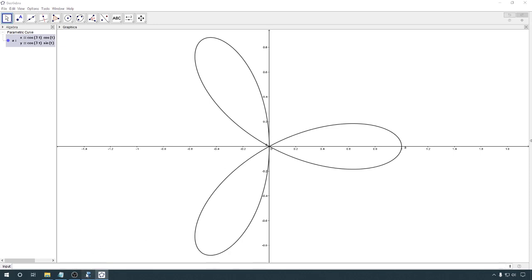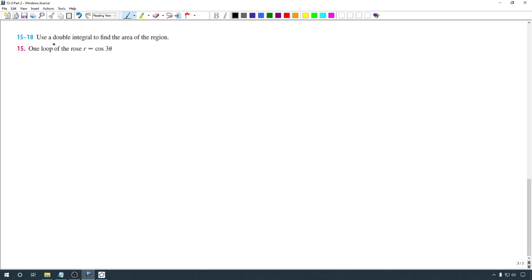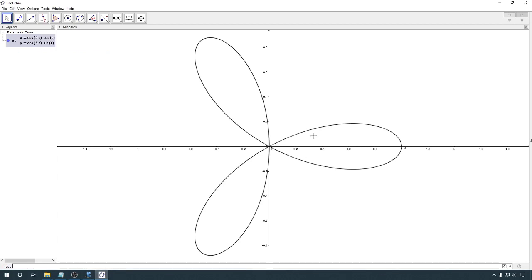And then what are we actually trying to do in this problem? We're trying to use a double integral to find the area of one loop. So say we just want to find the area that's contained in this loop here. Now, we do need to figure out how to capture a single loop of this. We want to find out when does this curve hit the origin. Essentially, we want to find out where do we start here and end here, and what angles are being contained in that.